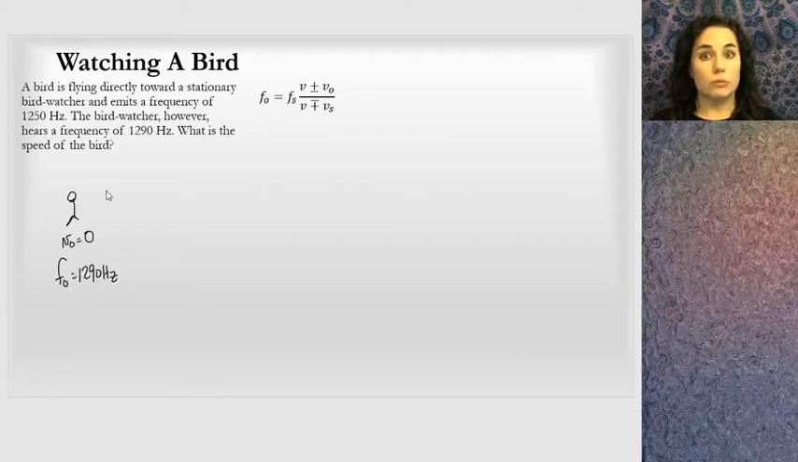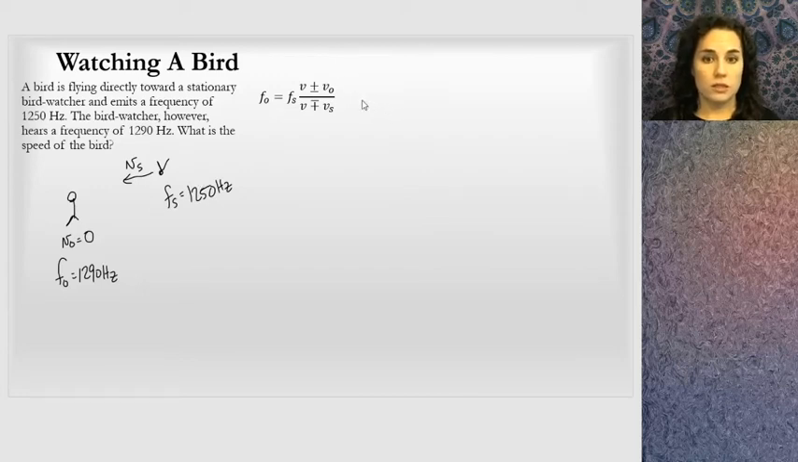But that wasn't what the bird emitted. Let me put the bird in the air over here. There's a bird. The bird is flying towards the observer, so this is the velocity of the source. This is the observer, and this is the source. The bird is flying towards the observer, and the frequency of the source was 1250 hertz. So there was definitely a shift in here. We see that there is a shift upwards.